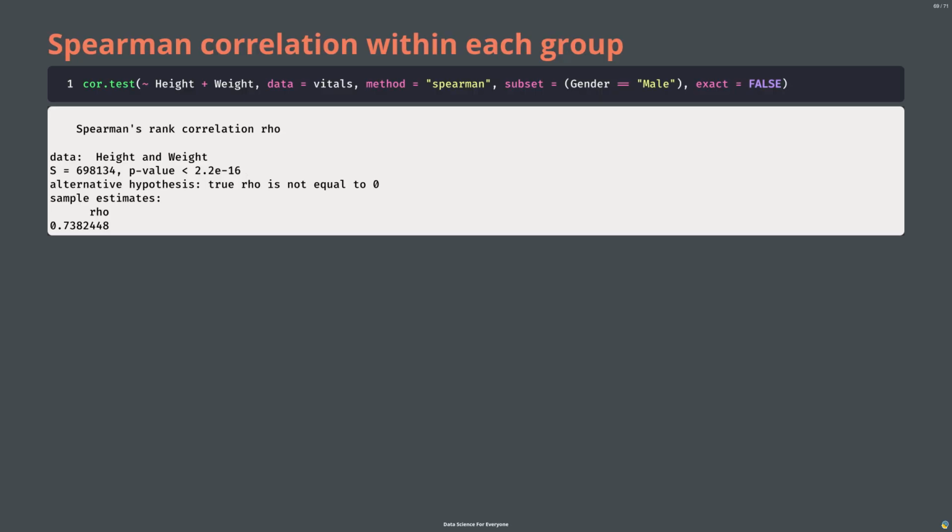We can run the same test by each group by setting the subset argument as well. Before running the test in each group, look at the scatter plots to see whether the relationship is monotonic or linear. Sometimes the overall data may show a monotonic trend, but within each group the relationship might be linear. If so, Pearson's correlation test could give better results.